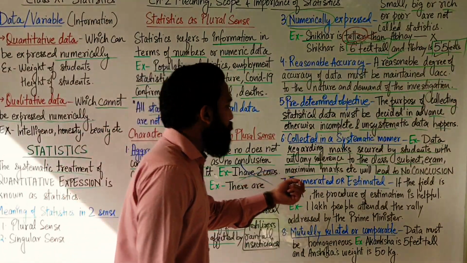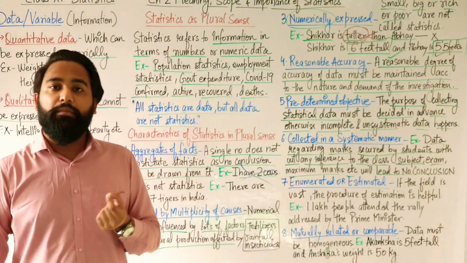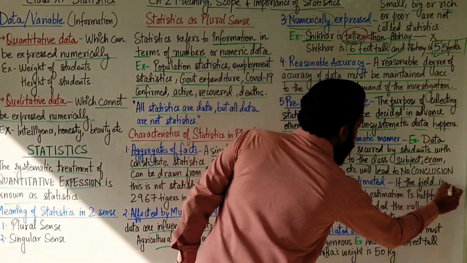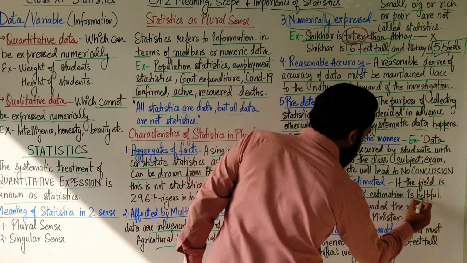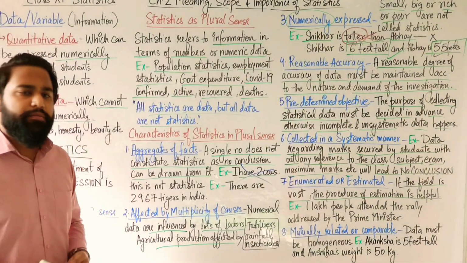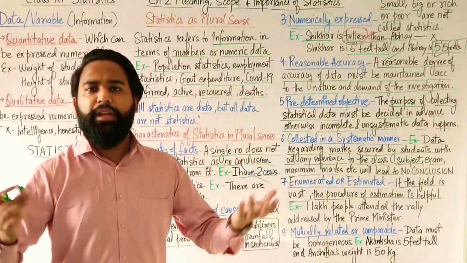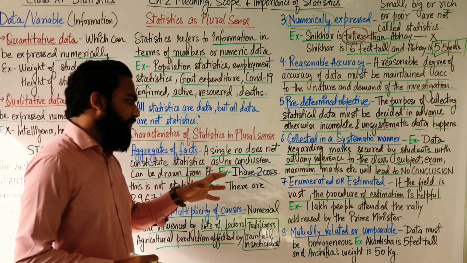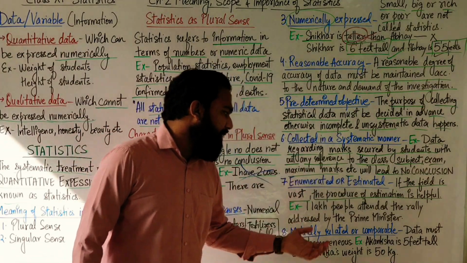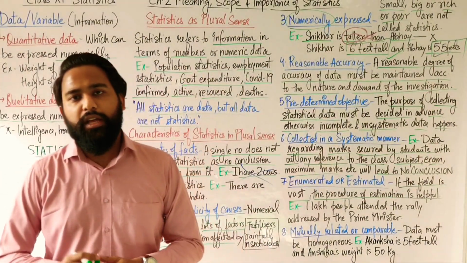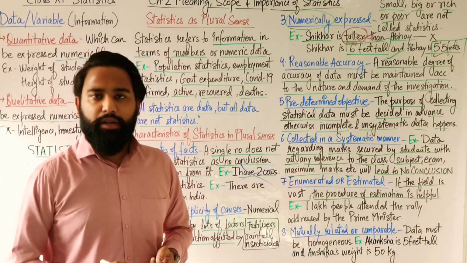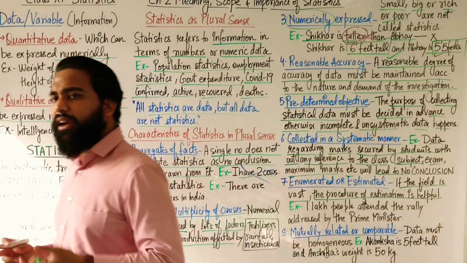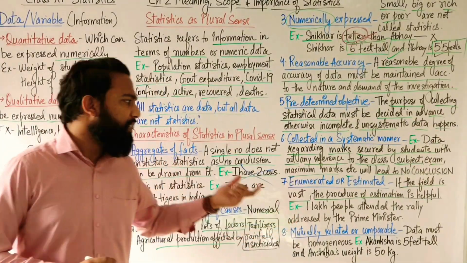Now, the next one is enumerated or estimated. Estimate means to imagine and then calculate. Now, if the field is vast, the procedure of estimation is helpful. Sometimes there are lots of people in one place and you have to calculate the number of people there. Let's take an example. 1 lakh people attended the rally addressed by the Prime Minister. In that case, we estimate the number. Suppose there are 99,000 people present. So, we will estimate it around 1 lakh people were present there.